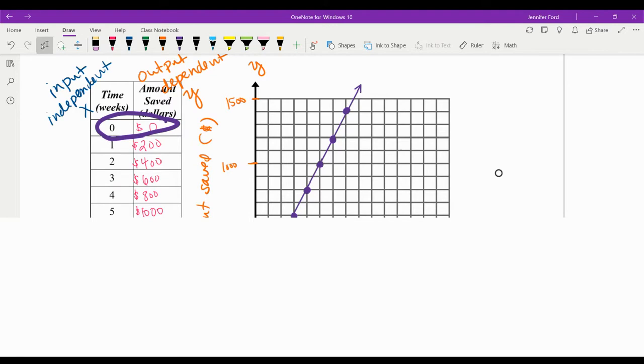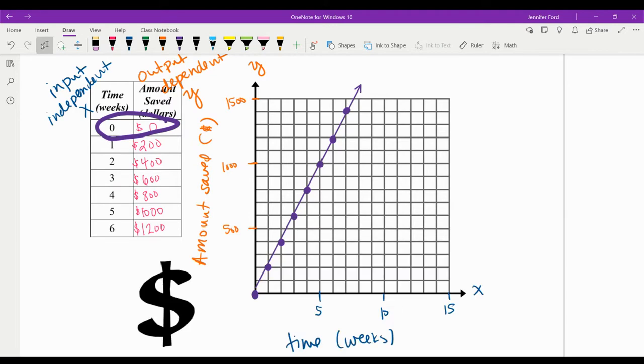You could do your graph using the straight line tool. You could sketch it either way, but it should be a straight line going through those points. And the more accurate you can draw your graph, the more useful your graph is going to be. All right.